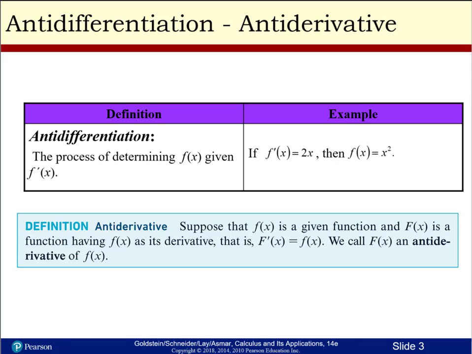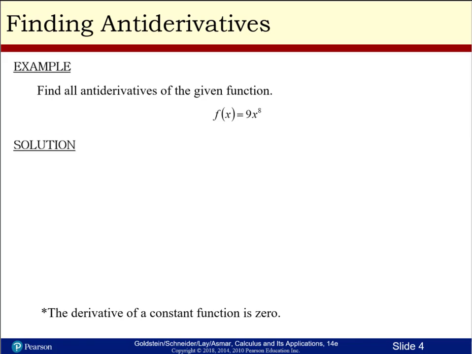The definition of antiderivative: suppose that f of x is a given function and capital F of x is a function having f of x as its derivative. Now that was capital F of x. That is, F prime of x equals f of x. And we call capital F of x an antiderivative of f of x.